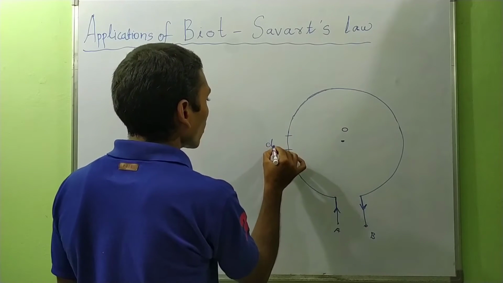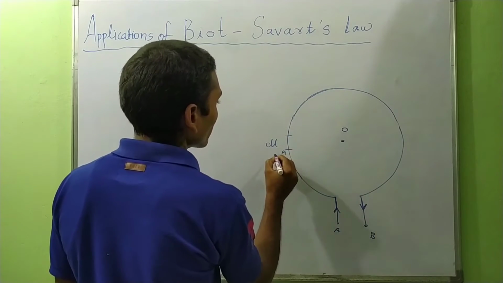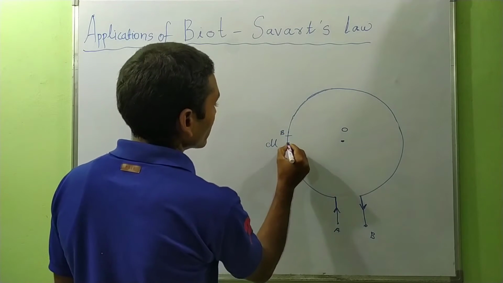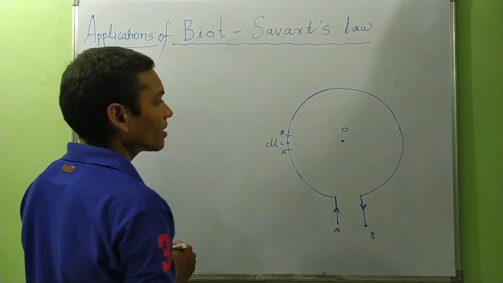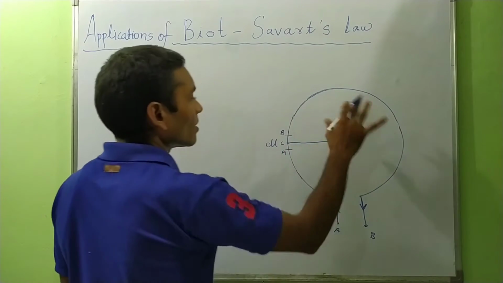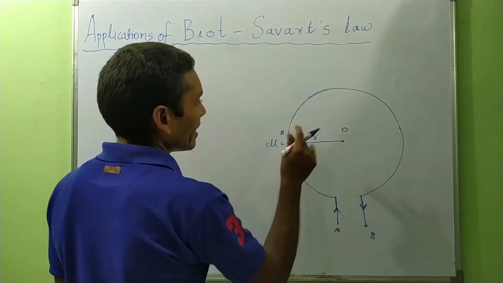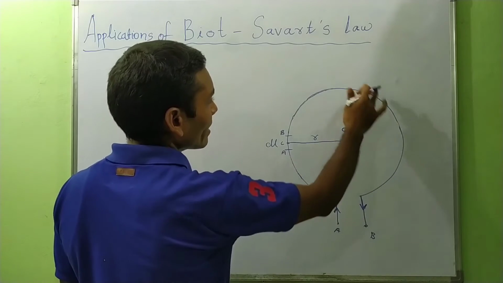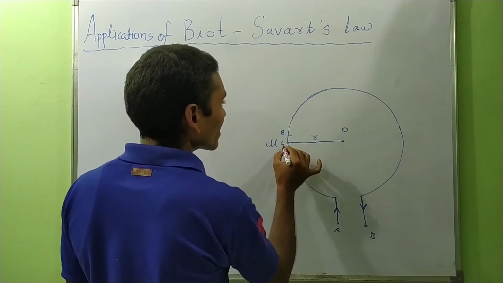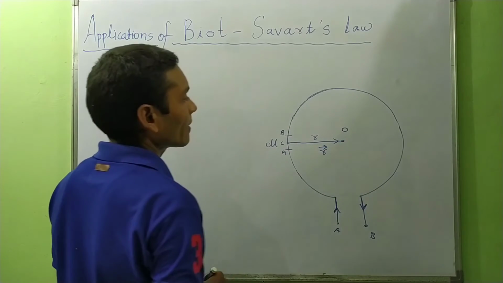Let the length of this element is dl, and this is first point of this element and this is second point of this element. Let this is the center point of the element C. Join this center point with the center of this circular loop. The distance will be r and this is equal to the radius of the circular wire. Okay. Now the position vector of CO will be along this direction and it will be vector r.